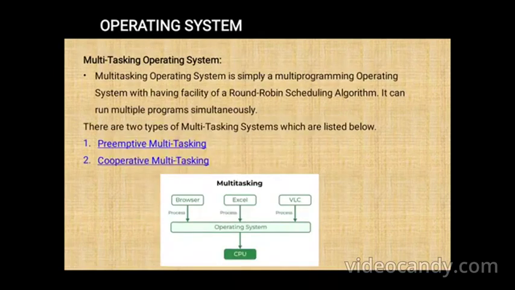Moving on to the next slide, multitasking operating system is simply a multi-programming operating system with the facility of the round-robin scheduling algorithm. It can run multiple programs simultaneously. There are two types of multitasking system, which are listed below: preemptive multitasking and cooperative multitasking. Moving on to the types of multitasking system, we'll see simply what is multitasking operating system, which allows tasks or processes to execute concurrently on a shared basis.